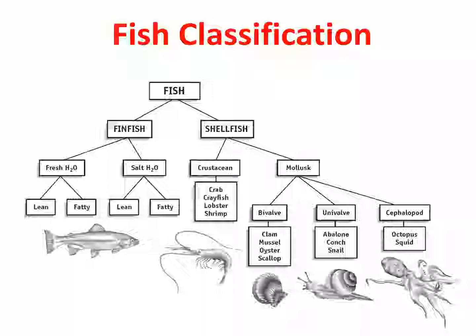But for right now, what I just want you to understand is under the fin fish, those are typical fish that have fins. Underneath that, it breaks down into freshwater fish and saltwater fish. And each of those varieties have very lean fish, so there's not a lot of fat on the flesh, or they can be a little fattier, so it kind of depends on the fish.